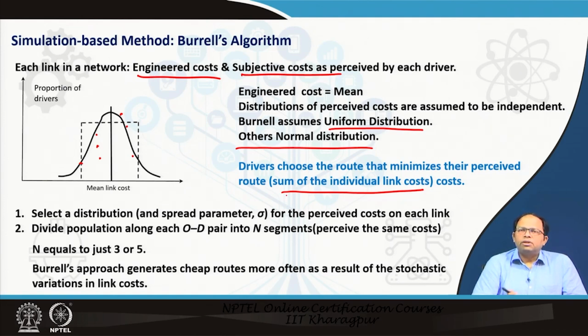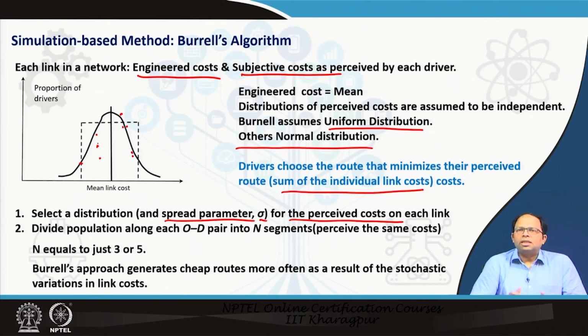That means whichever route they feel to be the least cost, they will choose it, and route cost is basically a sum of individual link costs. So what is required is to select a distribution. It could be a normal distribution or uniform distribution, with a spread parameter sigma for the perceived cost on each link. Because of this distribution, some people will be choosing over here, some people will be choosing over here.